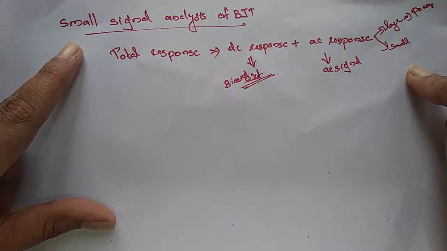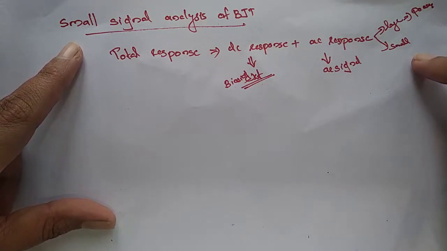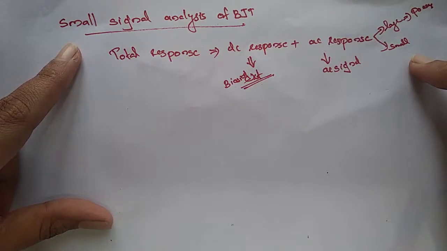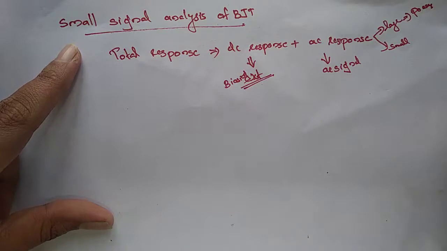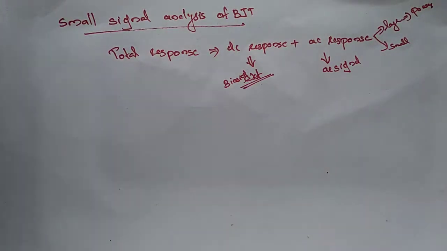For small signal AC analysis, the transistor is given an input of a very small quantity, so that the transistor will remain in the active region. Only in the active region can the transistor work as an amplifier.